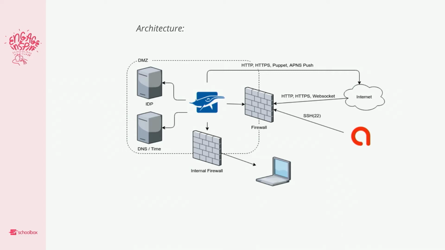So there's actually two main architectures that we have at Schoolbox. One is our cloud hosted and the other is on-prem. What we're looking at here is the on-prem infrastructure. So typically this is the environment that we work in most schools. We have Schoolbox hosted inside the DMZ. We have a firewall both internally and externally in front of Schoolbox.